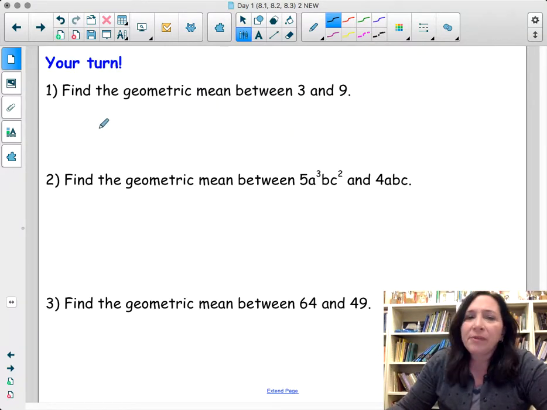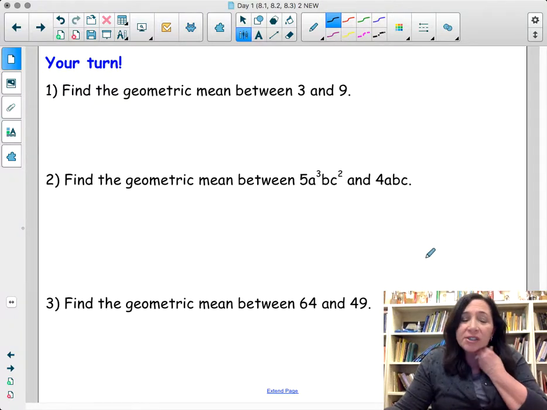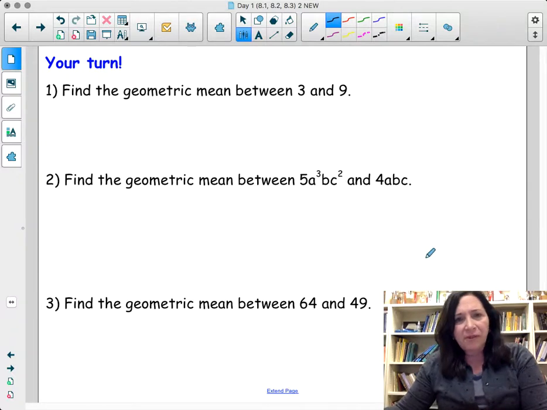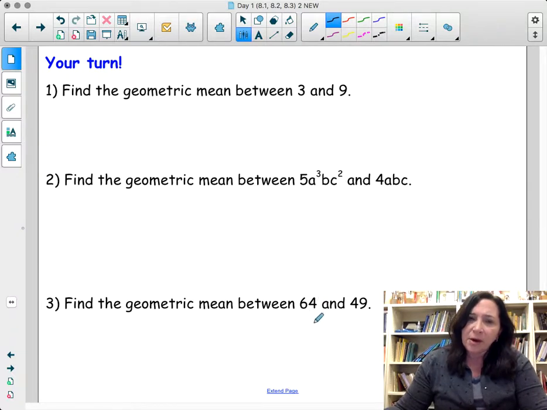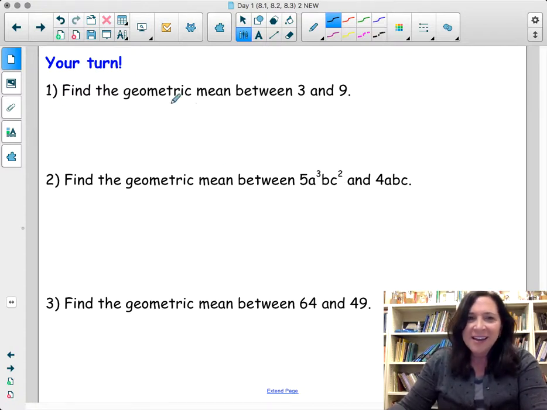A couple of these problems just ask you to find the geometric mean, so between 3 and 9. There are three questions here. If I were you, I would stop the video, work these three problems out, and then start the video again.